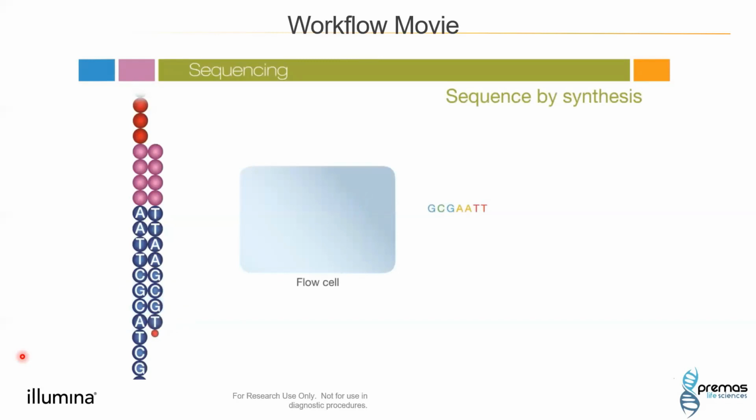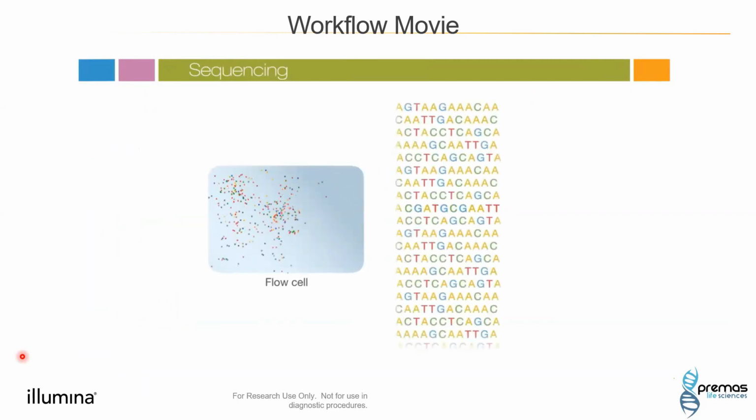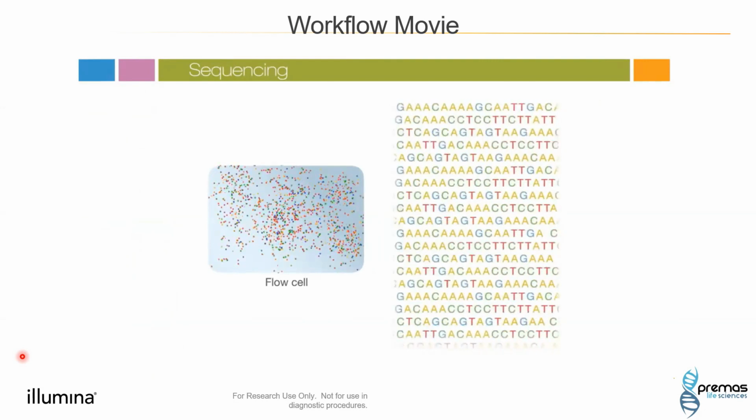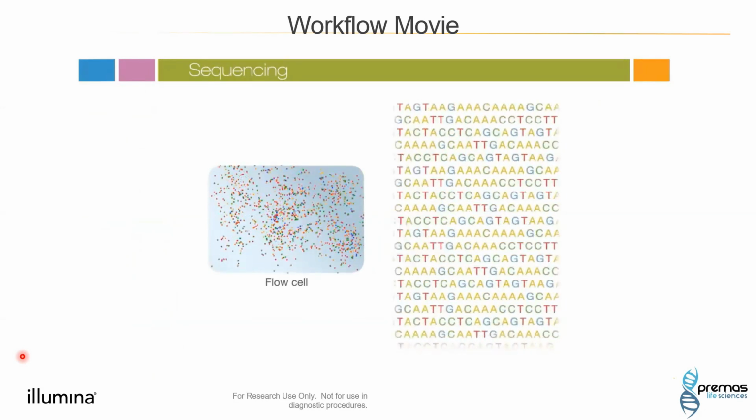The emission wavelength, along with the signal intensity, determine the base call. For a given cluster, all identical strands are read simultaneously. Hundreds of millions of clusters are sequenced in a massively parallel process. This image represents a small fraction of the flow cell.